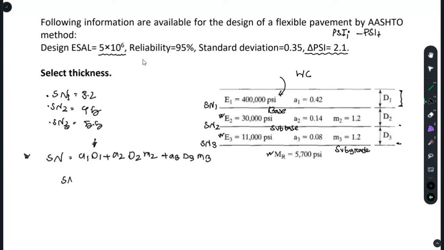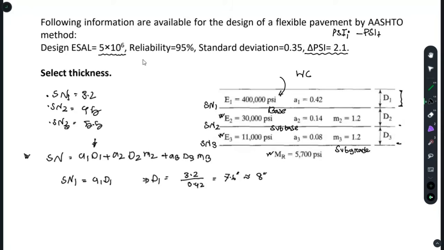Let's say I want to find out SN1. For that, I will just use the formula A1, D1. And from there, I can find out D1. I will divide SN1 by A1. In my case, SN1 is 3.2 and A1 is 0.42. From that, I can get a value of D1, which I calculated before, that is 7.6 centimeter, and it is suggested that you round up by 0.5 inch. So I can round it up to 8 inch.